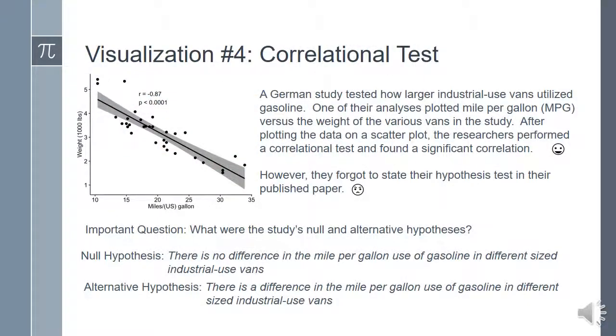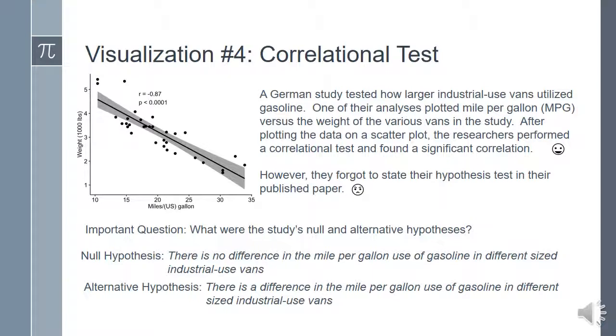Our final visualization would be the correlational test. A bit of background to this test is that a German study tested how larger industrial use vans utilized gasoline. One of their analyses plotted mile per gallon versus the weight of the various vans in the study. After plotting the data on a scatter plot, the researchers performed a correlational test and found a significant correlation. However, they forgot to state their hypothesis test in their published paper. The important question was then raised as to what were the study's null and alternative hypotheses.